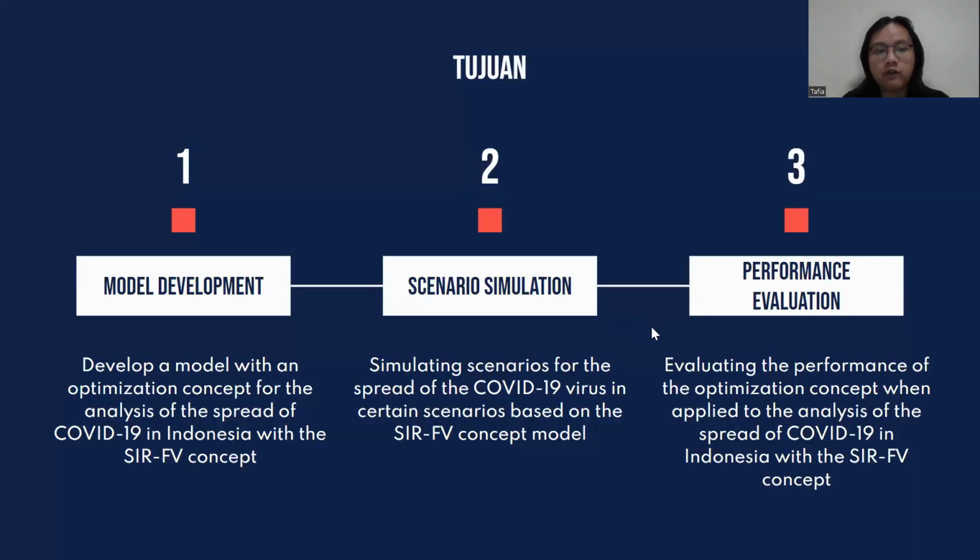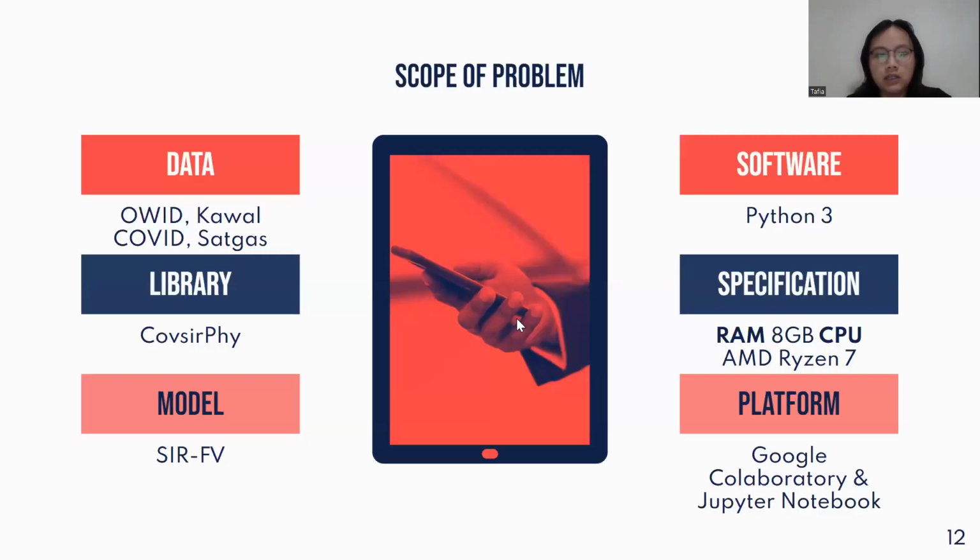Based on the formulation of the problem that has been formulated, the purpose of compiling this final project is to develop a model with an optimization concept for the analysis of the spread of COVID-19 in Indonesia with the CRV concept, to simulate scenarios for the spread of the COVID-19 virus in certain scenarios based on the CRV model, and to evaluate the performance of the optimization concept when applied to the analysis of the spread of COVID-19 in Indonesia with the CRV concept. In the preparation of this final project, there are several limitations that are determined.